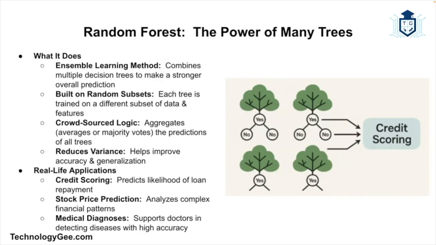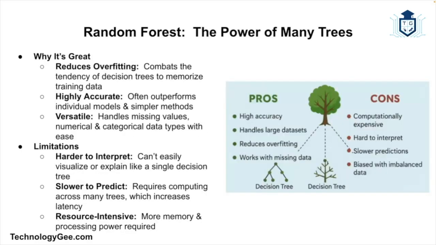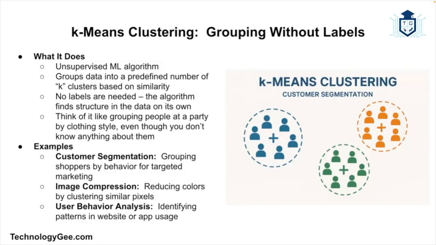Then we have what is called the random forest, and this is an ensemble method. It builds many decision trees on random subsets of the data and averages the results. So you can think of it like crowdsourcing predictions. A real life application would be using it for credit scoring or stock price predictions or even medical diagnosis. Now, why exactly is this great? Well, it reduces overfitting, is very accurate, and it can handle missing values and mixed data types. Its limitations: it is less interpretable than a single tree, and it's slower than simpler models. And then we have what is called K-means clustering.